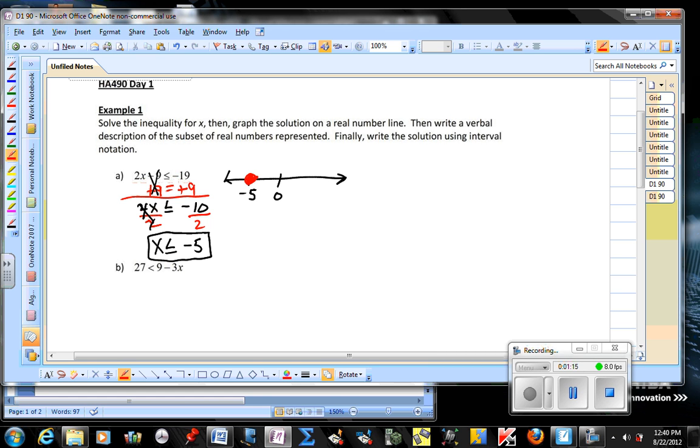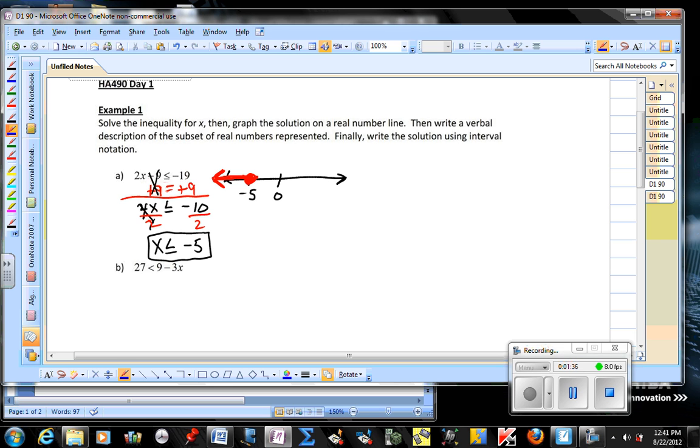Remember, if that was just x is less than negative 5, we'd use an open circle. Okay, numbers less than negative 5 point to the left. Remember, on a number line, when you're comparing values, numbers on the left are less, numbers on the right are greater. So there's our graphical representation.